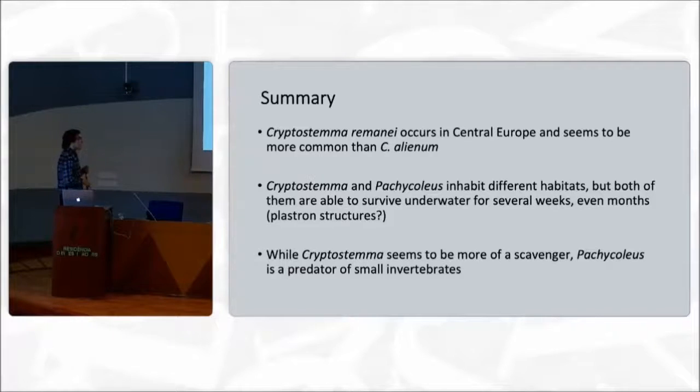So with that being said, Cryptostemma rehmanni occurs in Central Europe, and seems to be at least as common as Cryptostemma alienum. Pachycoleus and Cryptostemma inhabit different habitats, but both of them have to survive underwater for several weeks or even months. Probably they are enabled to do so by the plastic structures that envelop the hemelytra. And my hypothesis is that while Cryptostemma seems to be more of a scavenger, Pachycoleus is truly a predator of small invertebrates.